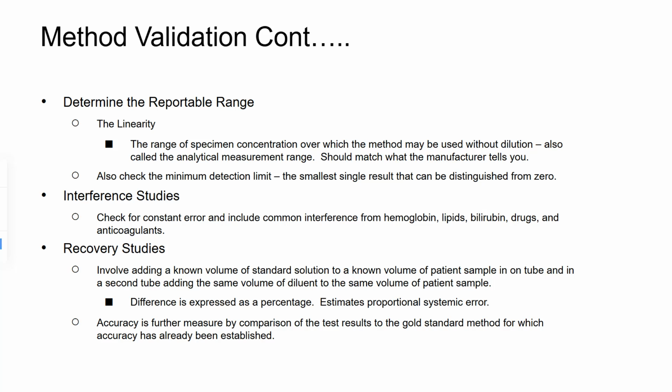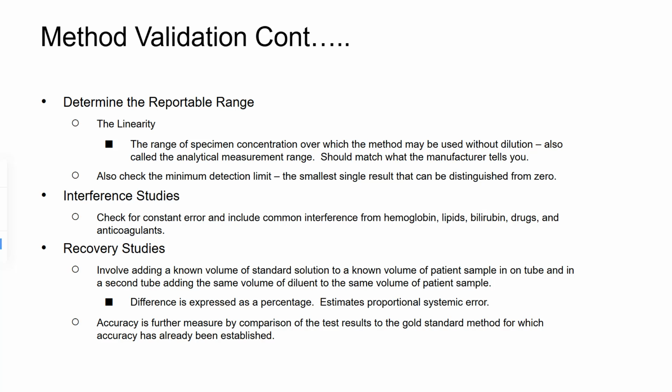Determine the reportable range. The linearity, the range of the specimen concentration over which method may be used without dilution, also called the analytical measurement range, should match what the manufacturer tells you. Also, check the minimum detection limit, the smallest single result that can be distinguished from zero. Interference studies. Check for constant error and include common interference from hemoglobin, lipids, bilirubin, drugs, and anticoagulants.